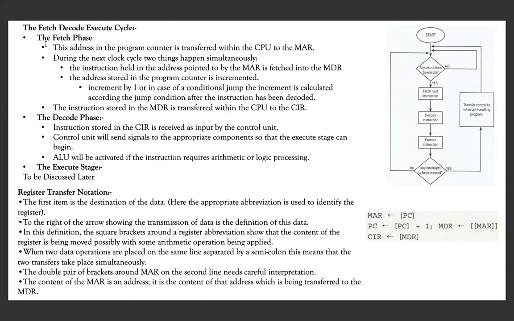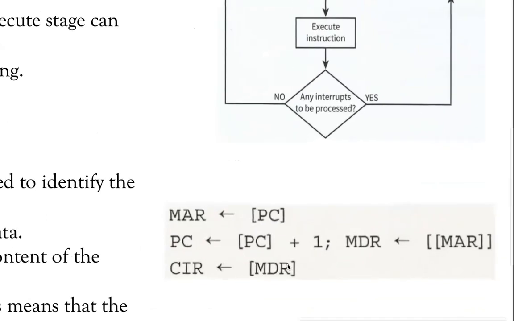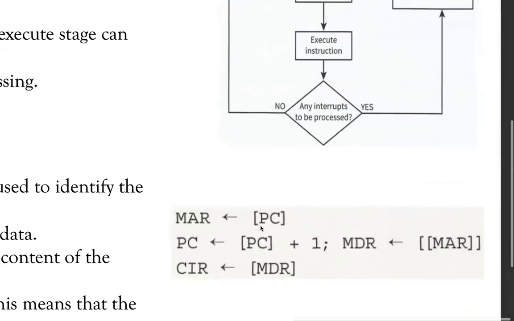The fetch phase involves the address from the program counter being transferred to the MAR. And during the next cycle, two things happen simultaneously. The instruction held at the address pointed to by the MAR is fetched into the MDR. The address stored in the program counter is incremented by one. So if you look at this system over here, this is known as the register transfer notation. Now, this register transfer notation identifies the fetch, decode, execute cycle very clearly. This is the PC, this is the MAR, this is the MDR, and this is the CIR, okay?